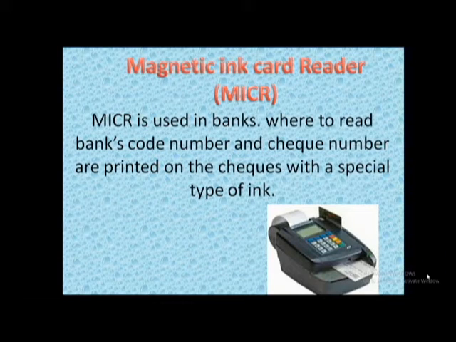Other example is magnetic ink card reader. Magnetic ink card reader input device is generally used in banks as there are a large number of checks to be processed every day. The bank's code number and check number are printed on the checks with a special type of ink that contains particles of magnetic material that are machine readable. Magnetic ink card reader can be used to read the following information. Examples are customer account number, bank sort code or branch number, check number.